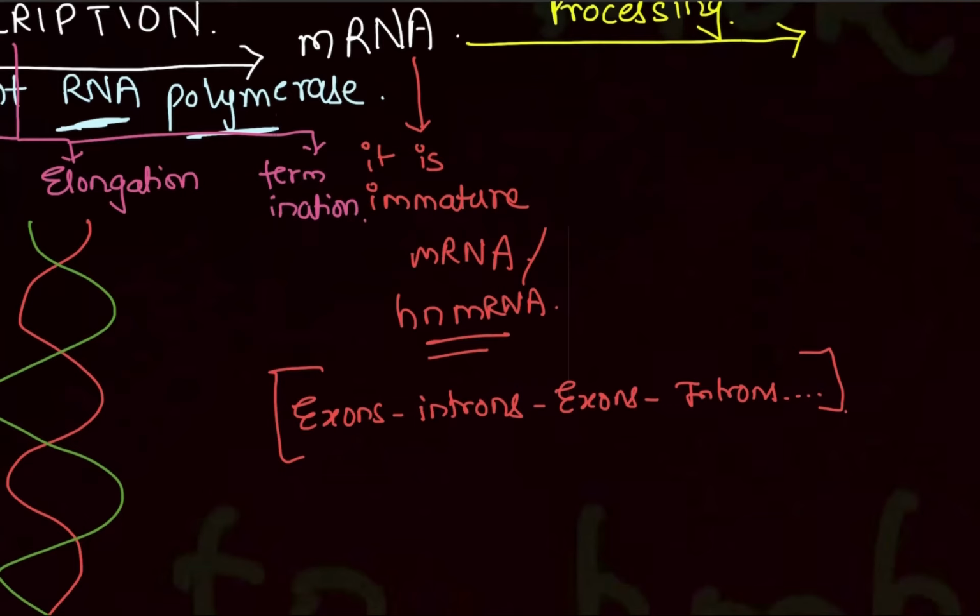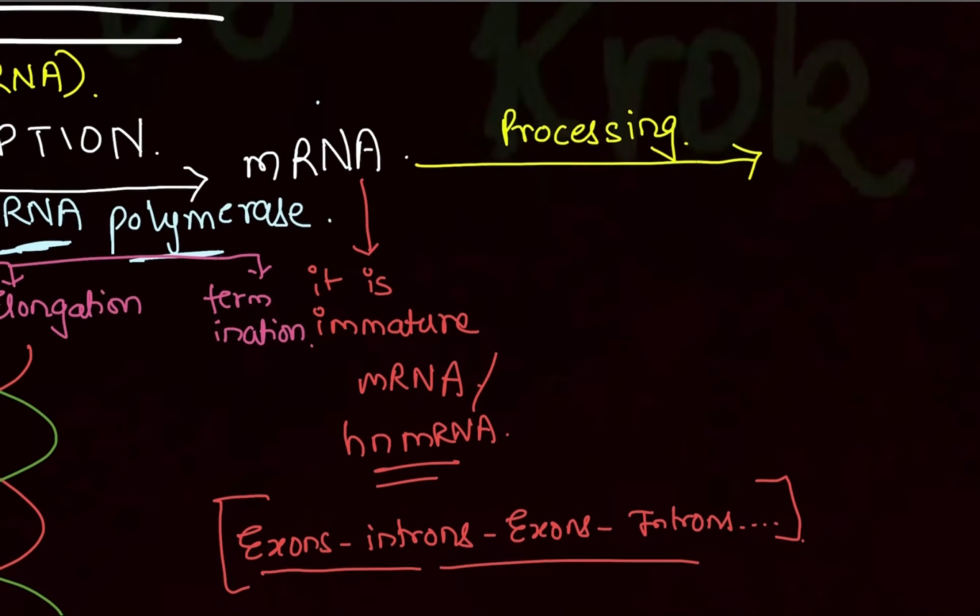Okay. Such an mRNA which contains this structure, exon, intron, exon, intron, exon, intron, and so on, is called immature mRNA. So we do processing to make immature mRNA into mature mRNA. So write down the meaning of processing. Immature mRNA to mature mRNA.